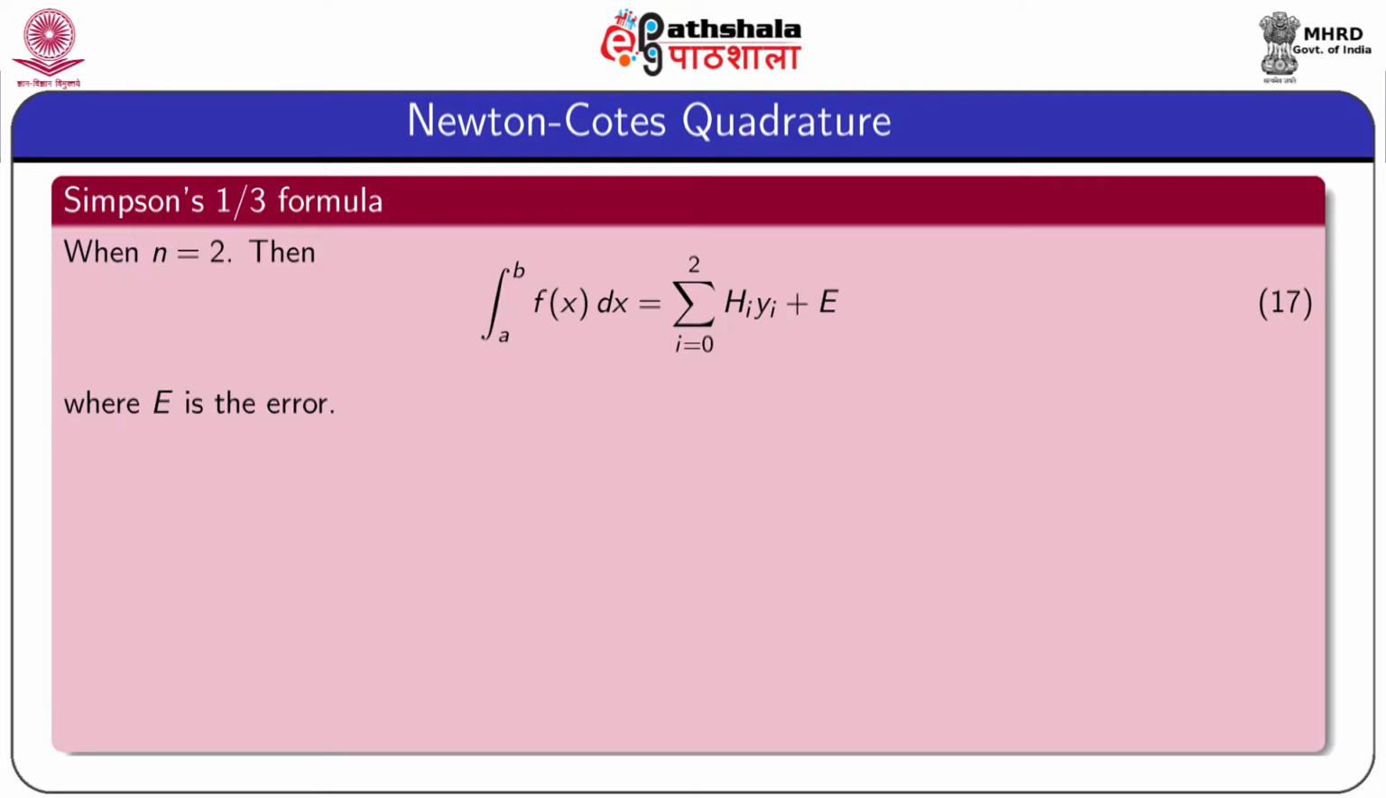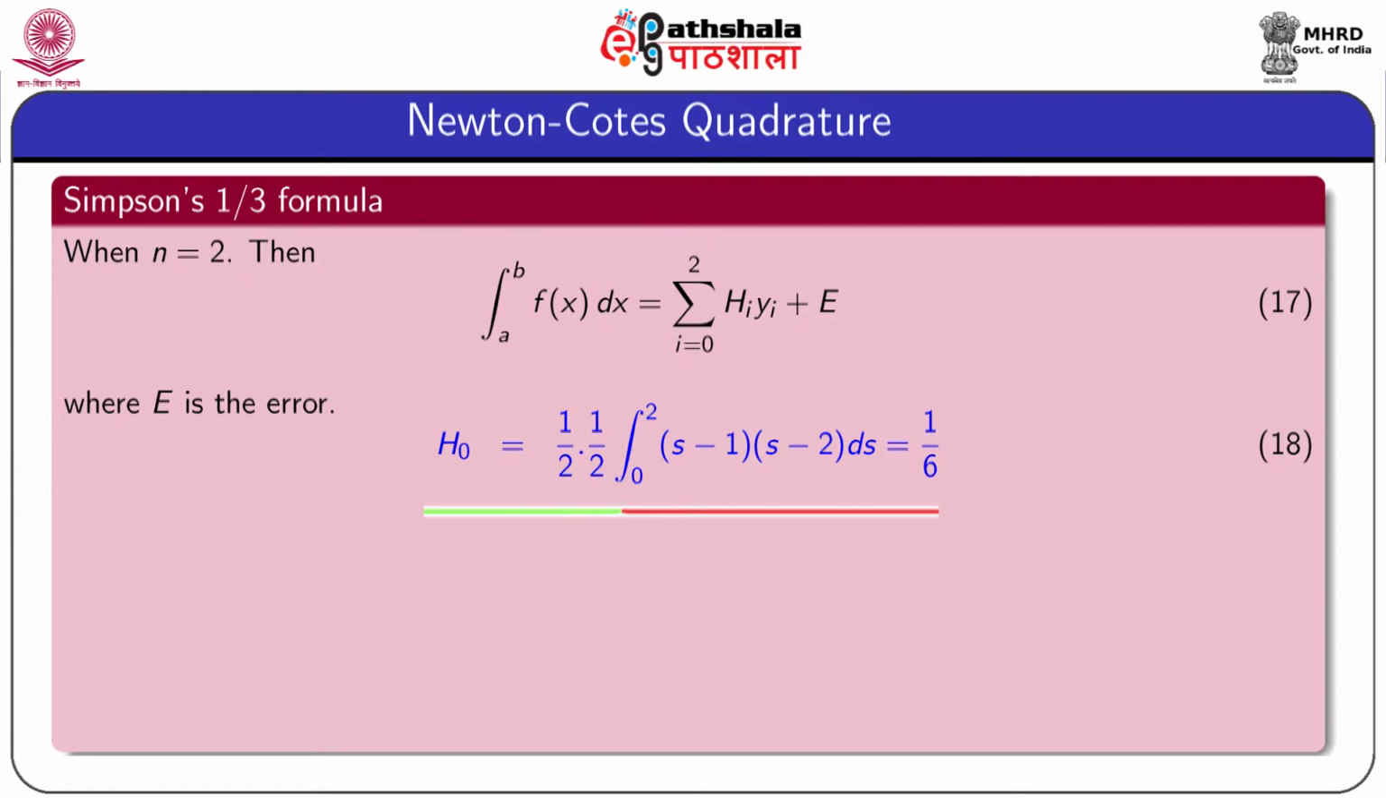Now, we consider another case of the Newton-Cotes quadrature formula. When n equal to 2, the corresponding formula is known as Simpson one-third formula. In this case, the integration a to b f(x) dx is equal to summation i equal to 0 to 2 Hi into yi plus E, where E is the error and Hi are the Newton-Cotes coefficients or Cotes coefficients determined by this formula. H0 equal to half integration 0 to 2 (s minus 1)(s minus 2) ds equal to 1 by 6, and the other coefficients are H1 equal to 2 by 3, H2 equal to 1 by 6.